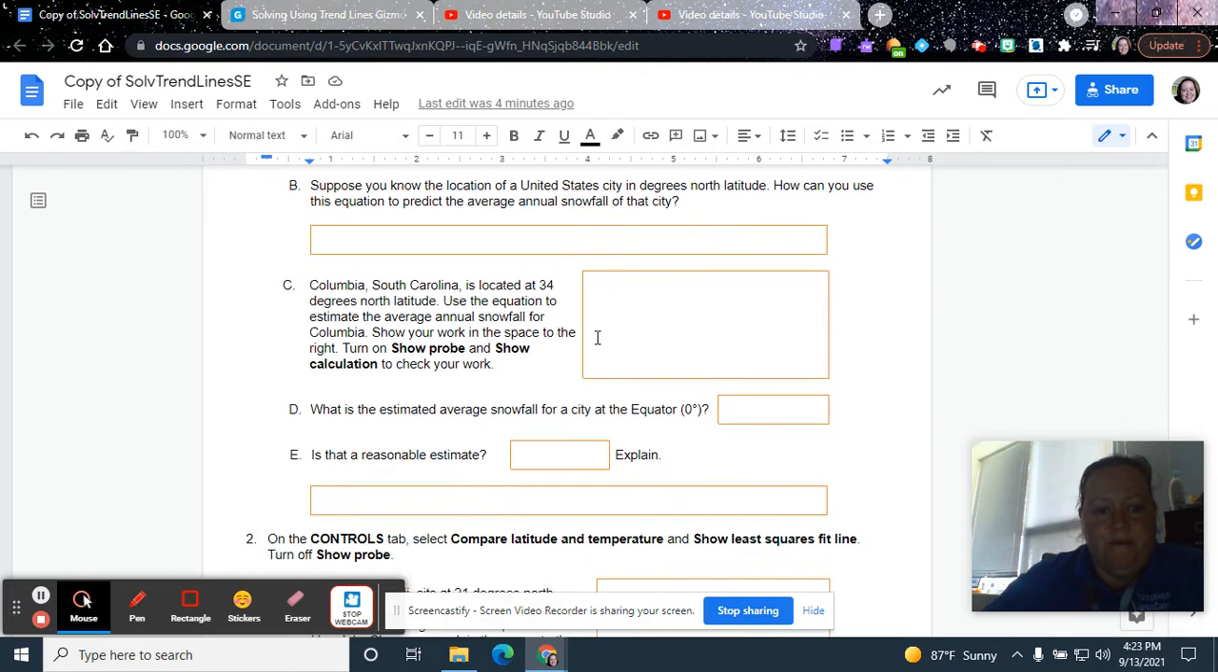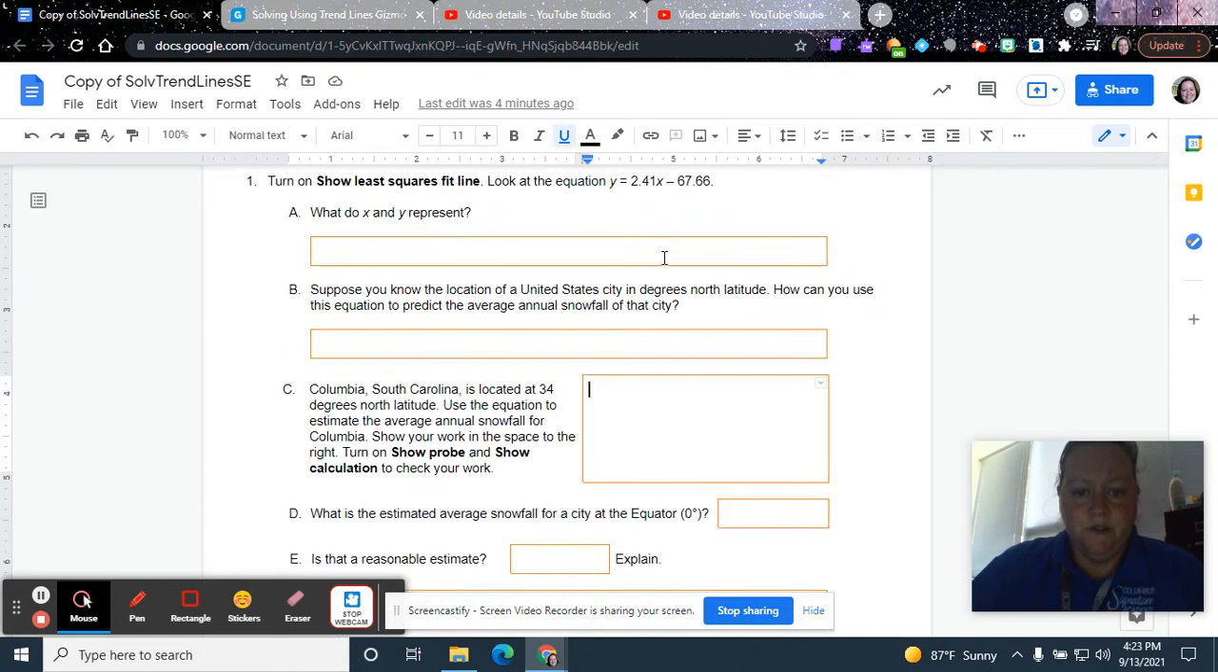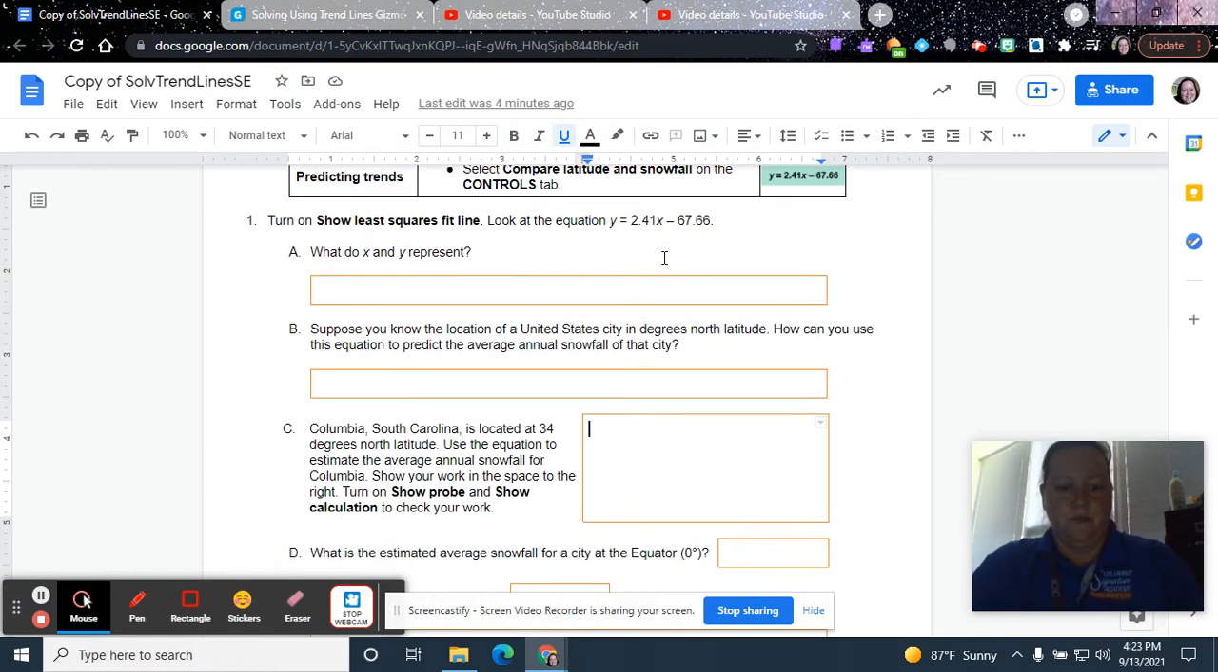So you'll answer that. C, Columbia, South Carolina is located at 34 degrees north latitude. Use the equation to estimate the average annual snowfall for Columbia. Show your work in the space to the right. Turn on show probe and show calculation to check your work. Now, I'm going to give you some actual work here.